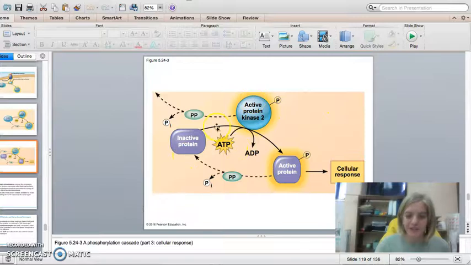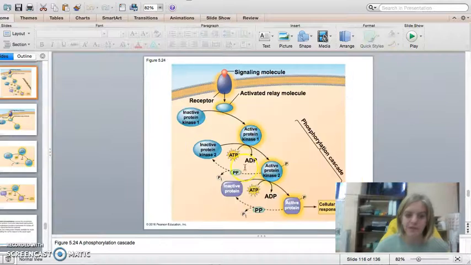The protein kinase is going to phosphorylate that and then cause it to be active, and that's going to result in a cellular response. So you can see kind of the whole picture here once again, but basically the protein kinase phosphorylates other protein kinases until we eventually get to the protein that we want to produce a response.